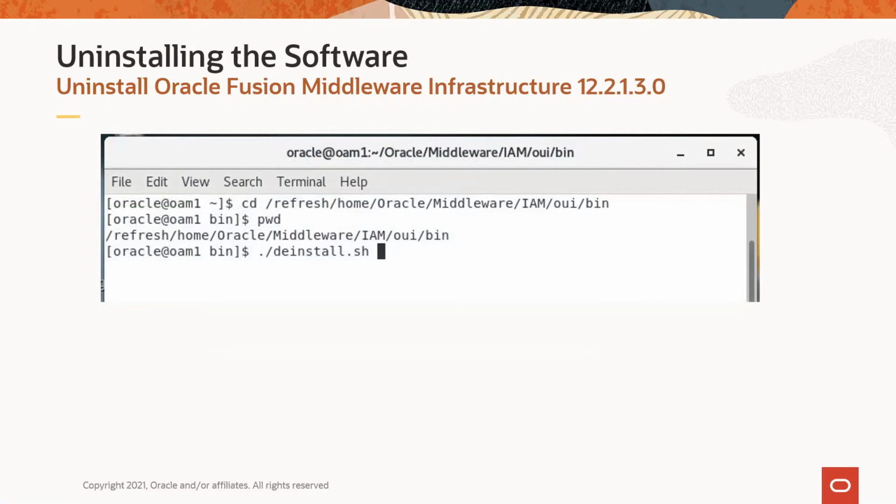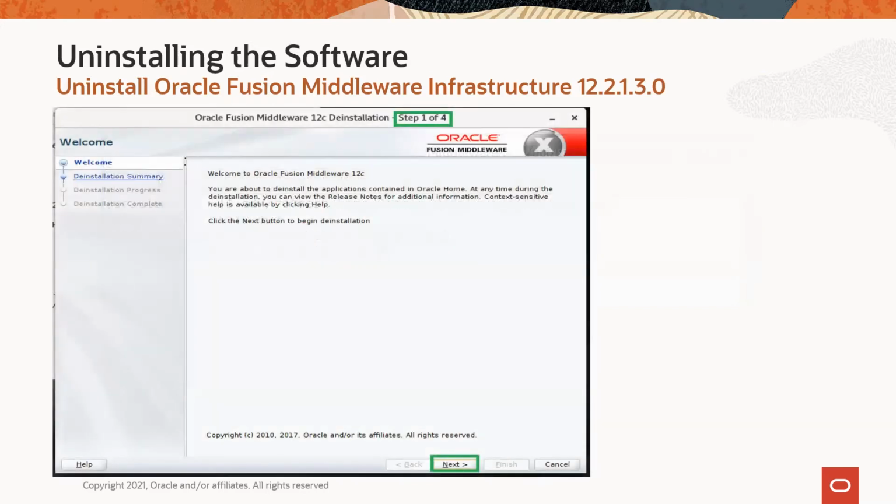Now to uninstall the WebLogic server for FMW 12.2.1.3.0. Step 1, go to the command prompt. Step 2, change to the Oracle Home OUI/bin directory. Step 3, execute the deinstall script. Step 4, note this time we do not see the distribution to uninstall screen, so there's nothing to select as there's only one product remaining, the infrastructure. We now see the welcome screen, step 1 of 4. Select the Next button.